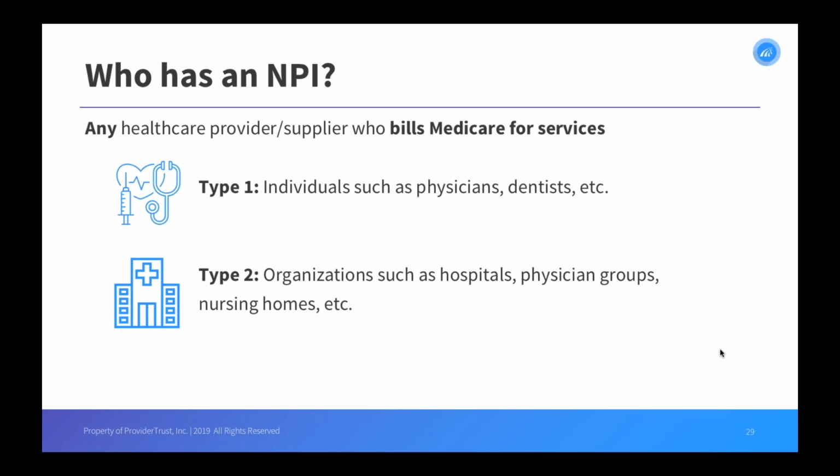We know that any healthcare provider or supplier who bills Medicare for services, right? So traditionally, a type 1 provider are the individual practitioners, physicians, dentists, physical therapists in some situations. And then type 2 are the organizations, so a hospital or a physician group. Nursing homes each have their own NPI numbers. So there can be two different types of NPI numbers that are affiliated with different billing entities.